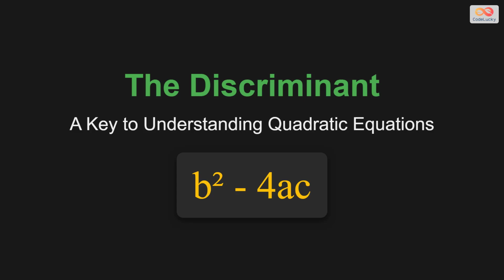Welcome. Today, we're exploring a powerful part of algebra called the discriminant. It's a simple expression, b²-4ac, that unlocks a lot of information about quadratic equations.